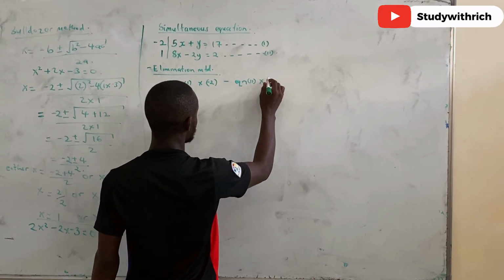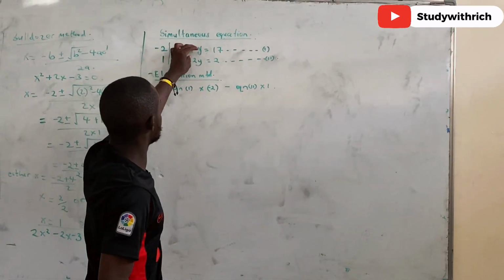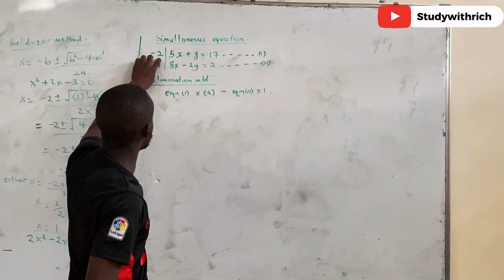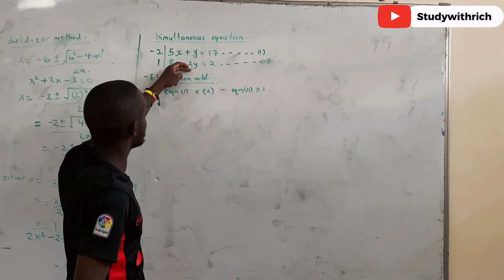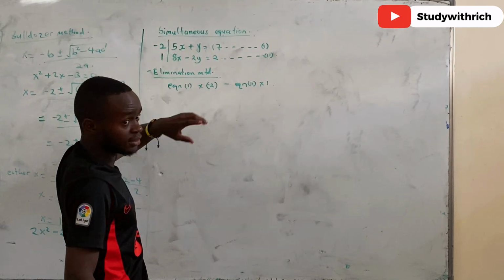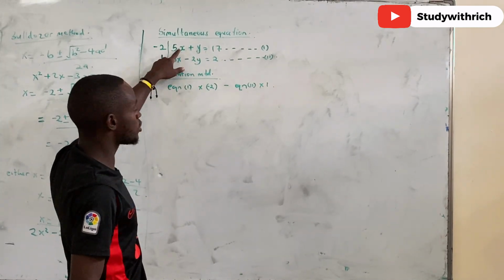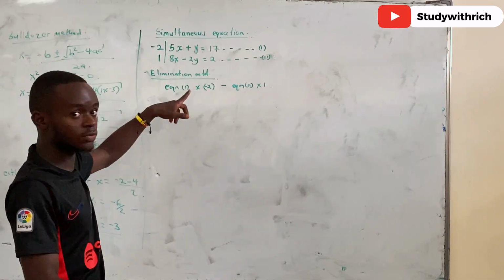That's what I'm going to use to eliminate, because these will have the same values when I multiply by these coefficients. So when I subtract the equations, I'll have y as 0. By that, I'll remain with one unknown, which is x.